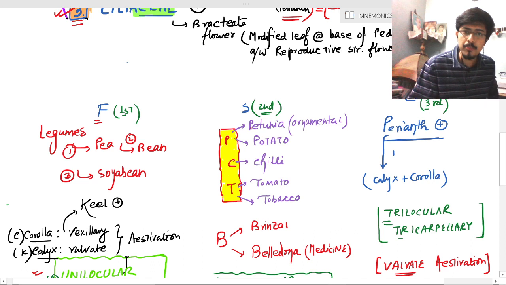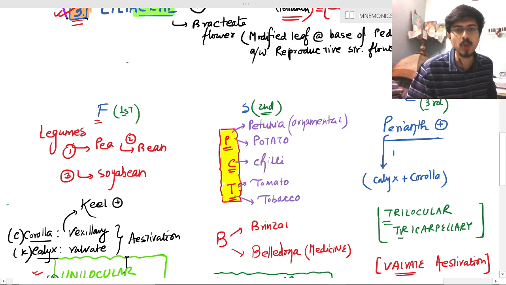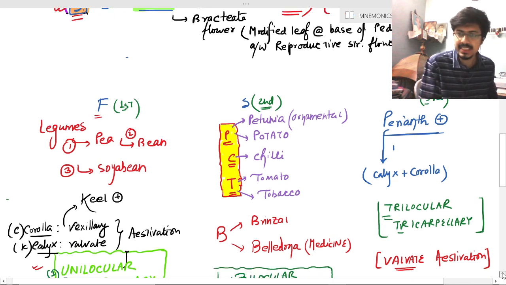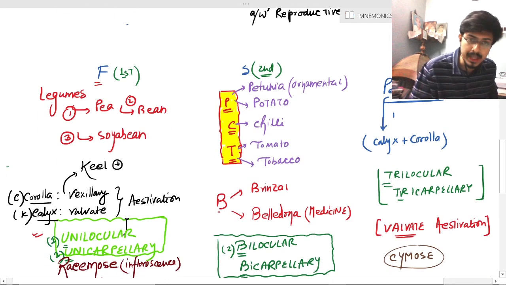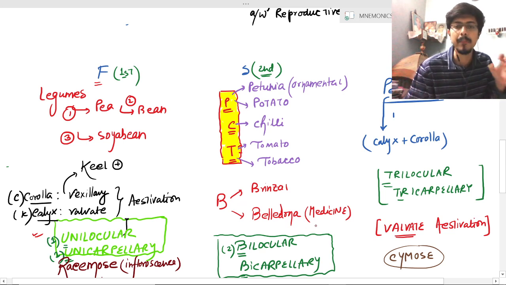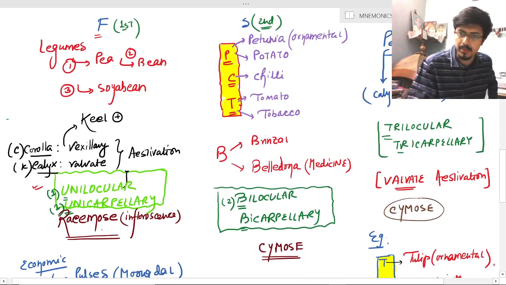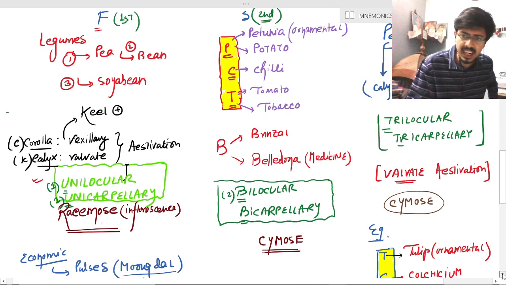P is for petunia, which is used as an ornamental. Many flowers are used as ornamentals in the wedding season. So P means potato and petunia. C means chili, and T means tomato and tobacco. So PCT is the mnemonic, and you can add an extra B. B for brinjal and B for belladonna. Belladonna was also used previously as a medicine; medicines are extracted from belladonna.